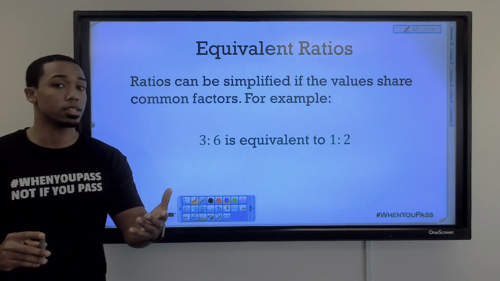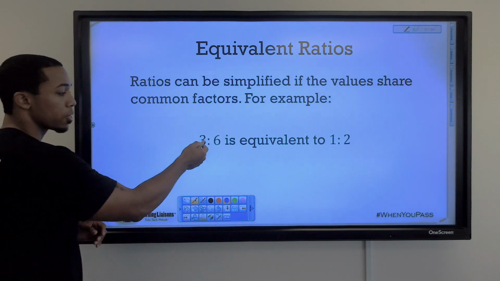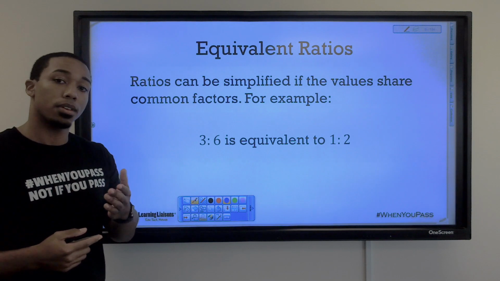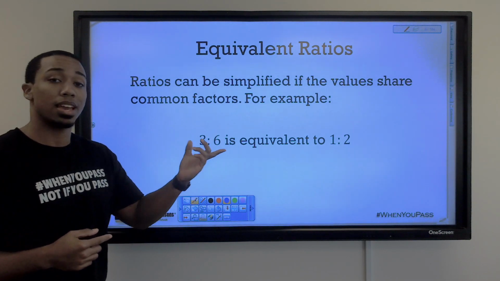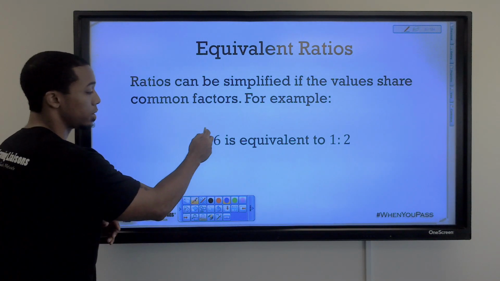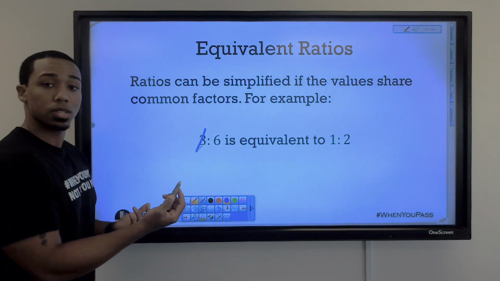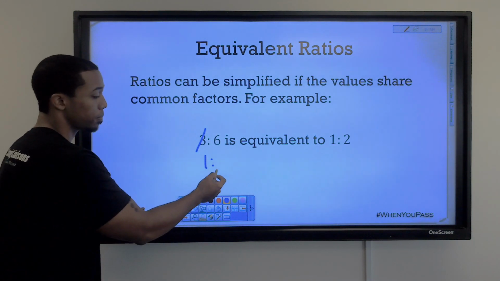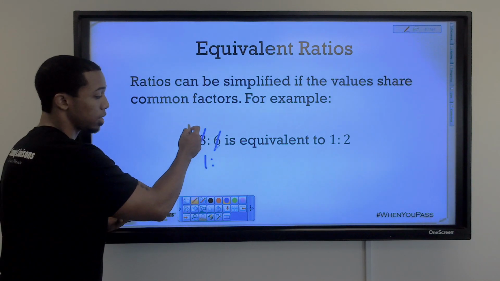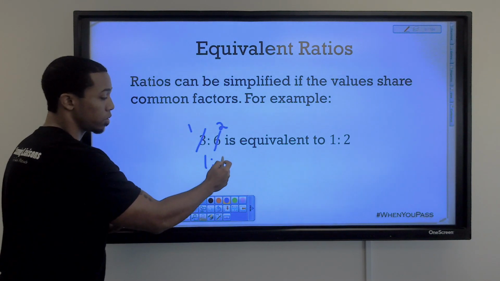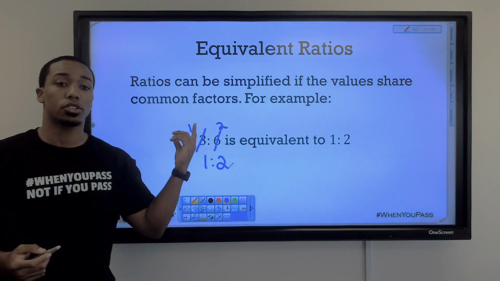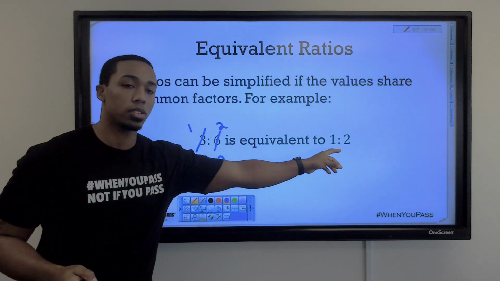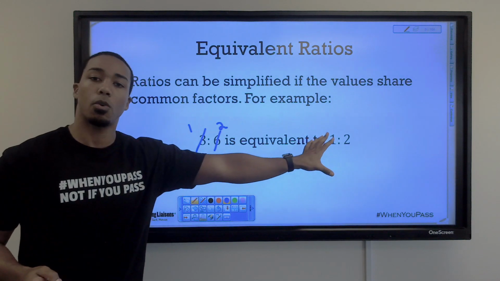Another way to confirm this is like this. 3 and 6, what common factors do they have? Well, 3. 3 can divide into 3 as well as 6. So 3 divided by 3 is 1, and 6 divided by 3 is 2. So the equivalent ratio of 3 to 6 is 1 to 2. Notice that I didn't change the 1 to 2 because it was already in simplest form.